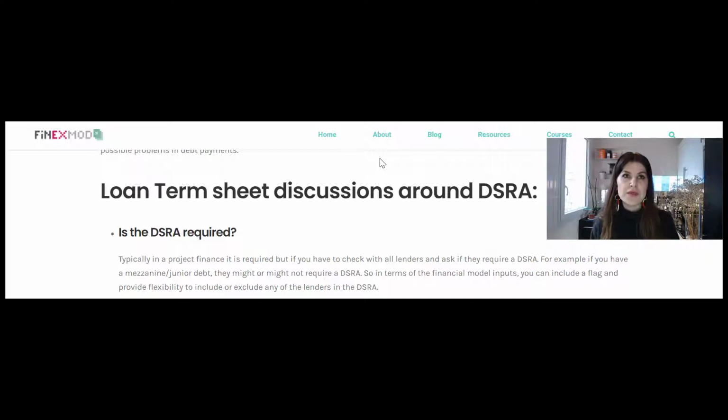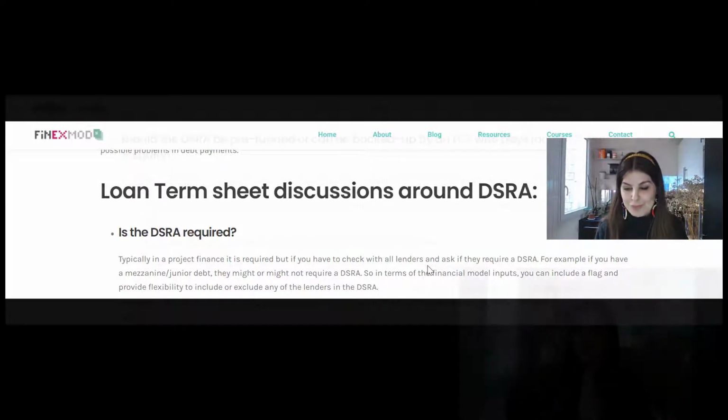For example, if it is a mezzanine loan, they might not require a debt service reserve account. So if you are at a stage where you're still negotiating or considering, and you haven't approached the banks yet, in your financial models you might want to consider a switch where you look at the case where the lenders do require or do not require a debt service reserve account to be included as part of the accounts that they require.